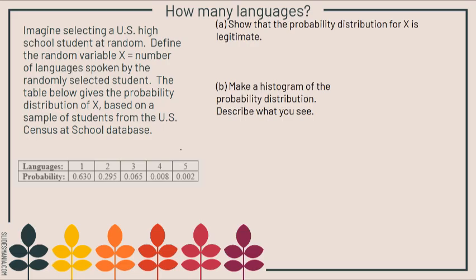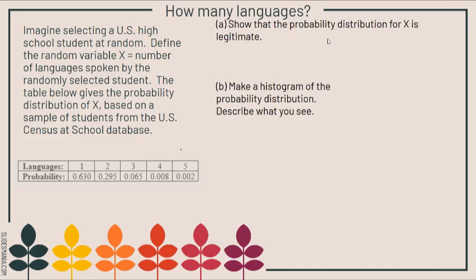Imagine selecting a U.S. high school student at random. Define the random variable x equals the number of languages spoken by the randomly selected student. The table below gives the probability distribution of x based on a sample of students from the U.S. Census at School database. So we have languages, 1 through 5, and then probabilities that match.